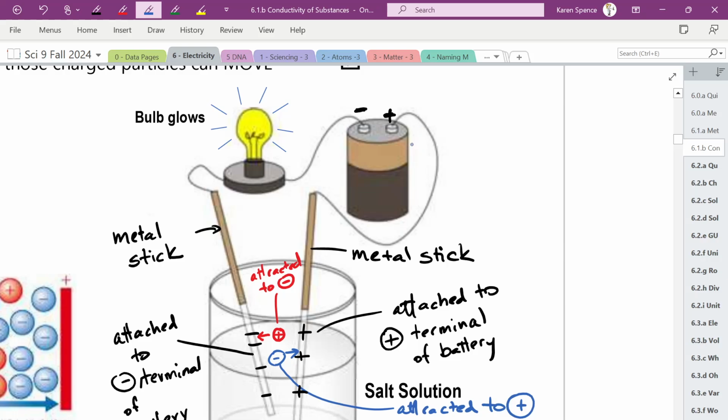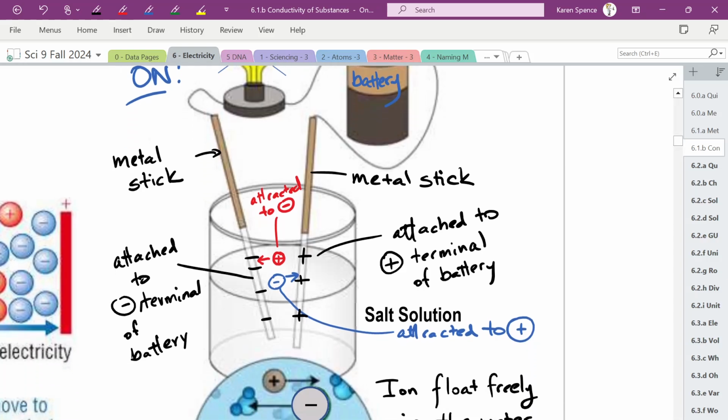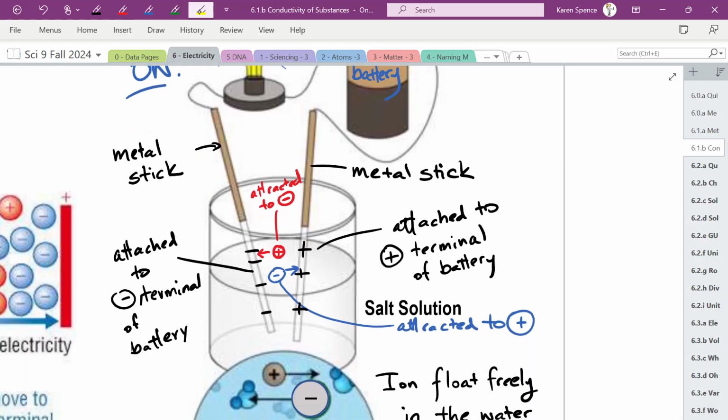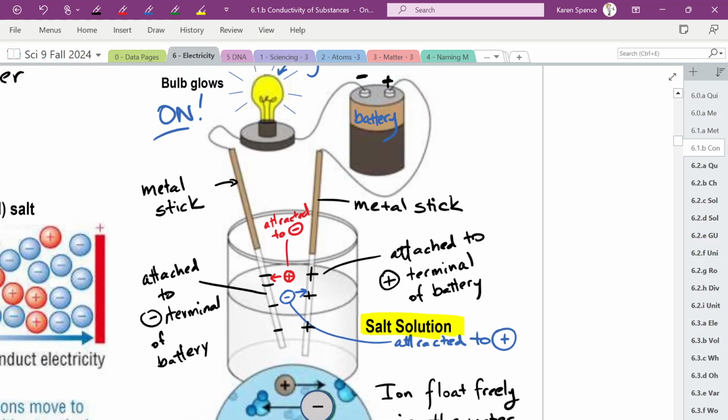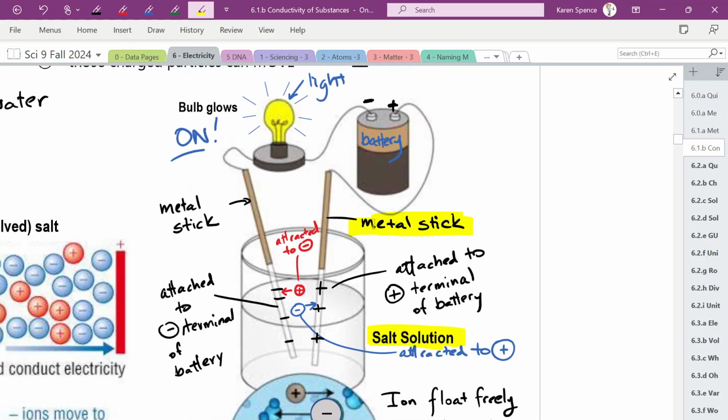So we have the battery. We have a light, and it's on. What else are we missing from here? We've got the battery, we've got the light, we've got the salt solution, we have the metal sticks, and there's one part of this circuit that you haven't talked about yet. The wires.